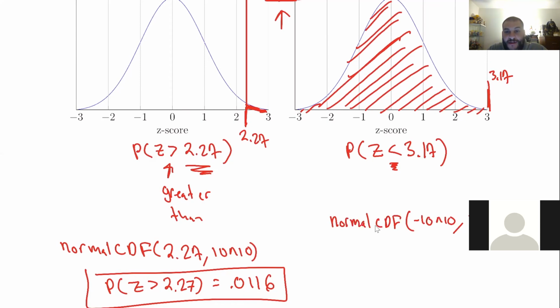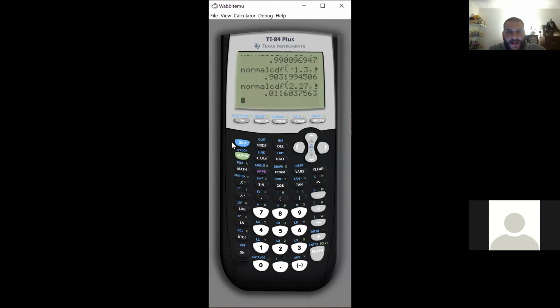All right, so I'm going to do a normal CDF of negative 10 to the 10 power and my upper bound 3.17. Sorry, 3.17, not 3 to the 17th power. So let's transfer back to my TI-84. We go second, vars, normal CDF. My lower bound, in this case, we want to change to negative 10 to the 10 power. You want to put the upper bound, which is 3.17. Mu and sigma stay the same, no change there.